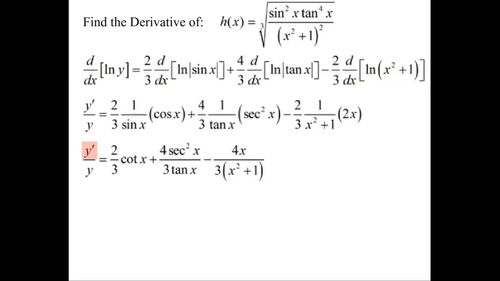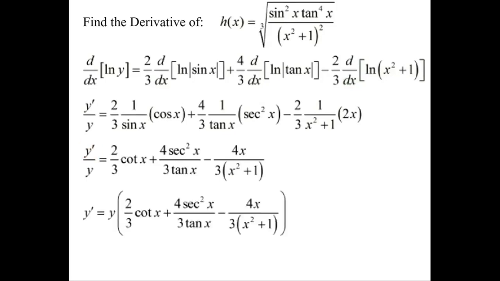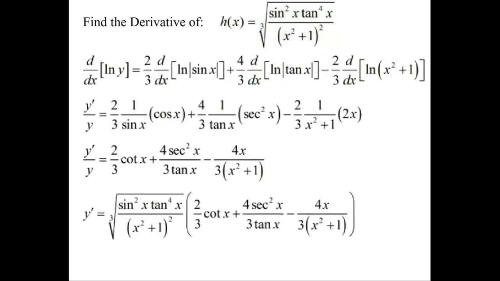And the final step is to solve for y prime. We multiply both sides by y. We have the following. And here, we substitute y with the original function we started with. The final derivative is going to be equal to the cube root of sine of x squared times tangent of x raised to the power of 4 over the quantity x squared plus 1 raised to the power of 2 times the quantity 2/3 cotangent of x plus 4 times secant squared of x over 3 times tangent of x minus 4x over 3 times the quantity x squared plus 1.